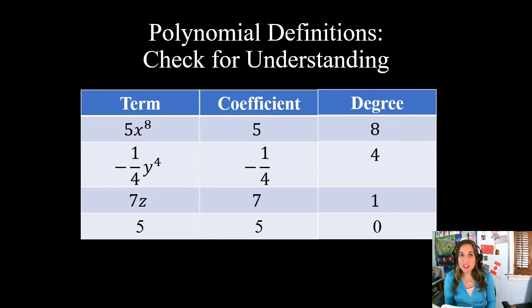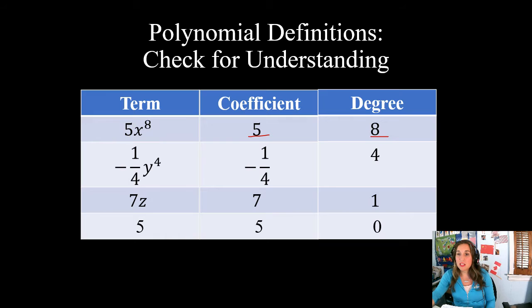So now I'd like to quickly check for understanding and usability of these different vocabulary words now that we've gone over them. So let's look at some terms that we could pull from polynomials and figure out the coefficient and the degree. So if we look at our first term, 5x to the 8th, the coefficient is of course just the number, so 5, and then the degree here would be 8. That's the power that your variable is being raised to. So that's where we got 5 and 8 from.